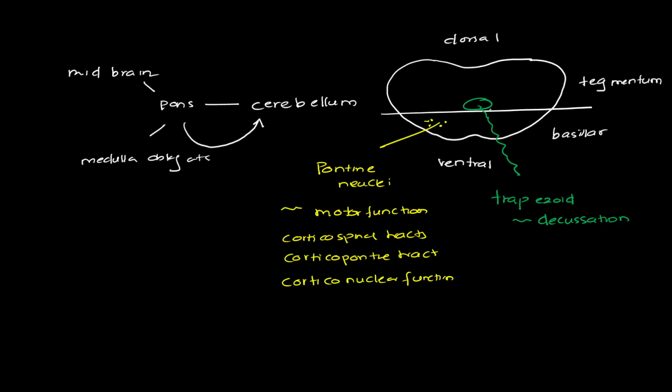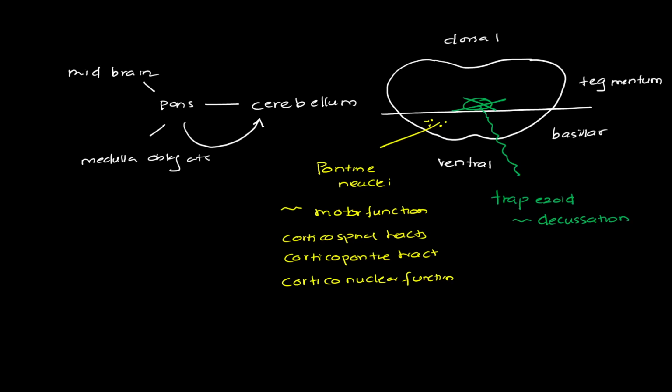So the trapezoid body is actually a crossing of sensory information, and there are somewhat a few motor fibers as well, which include fibers that are going into the cerebellum as well as the cortex, as well as the other parts of the cortex, as well as the spinal cord, where motor functions have to be carried out, right? So that's the trapezoid body.